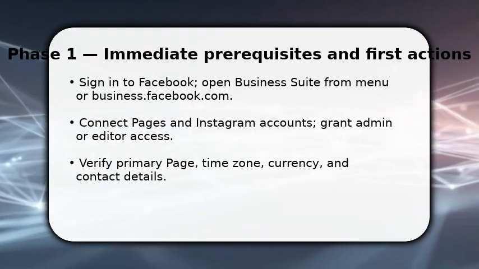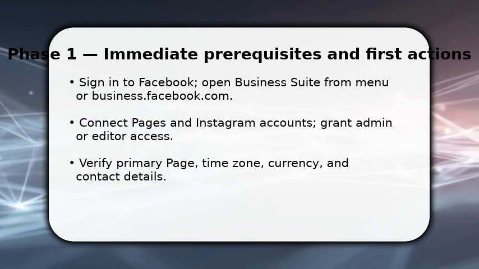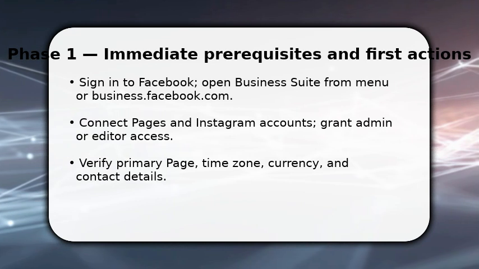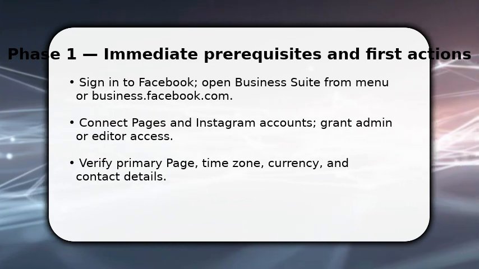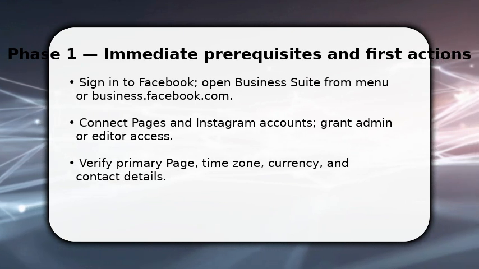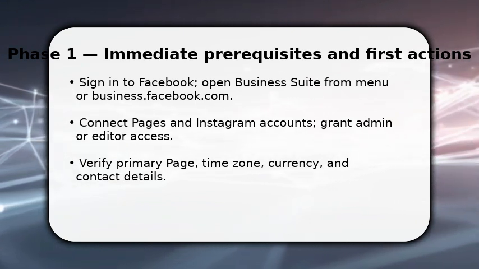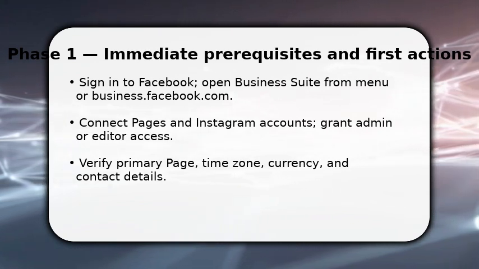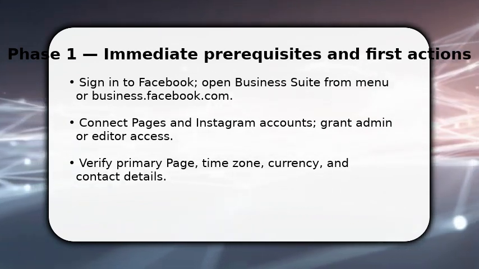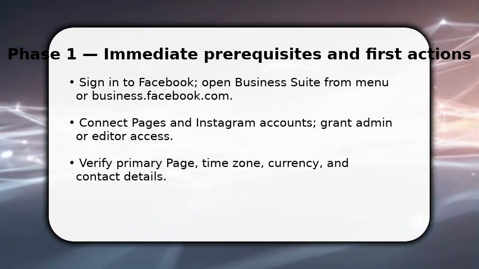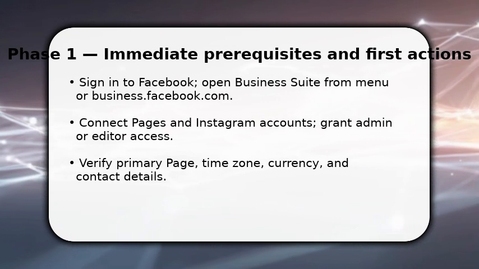You start by going straight to Business Suite and signing in with the account that manages your page. Once signed in, connect your Facebook page and Instagram profile, and give admin or editor permissions so tools work. Make sure your primary page, time zone, and currency are correct. These affect scheduling and ad billing. Next, link any additional pages or partners. Doing this first avoids permission errors later and sets a single control center for posts, messages, and analytics.